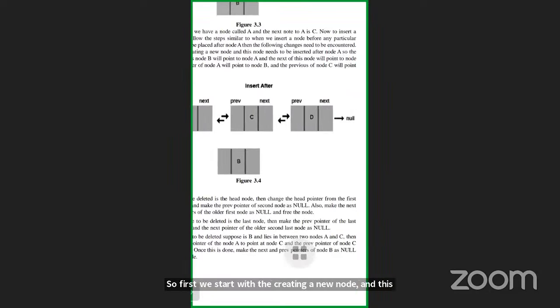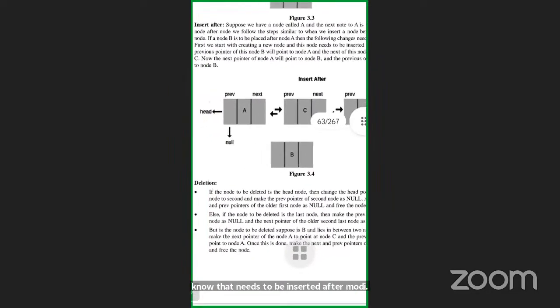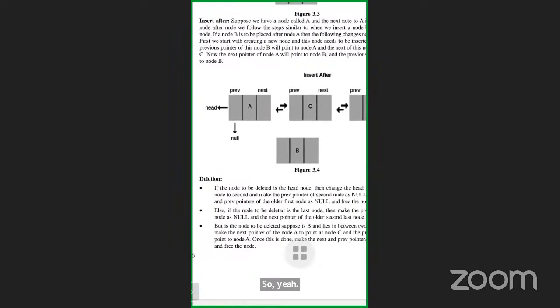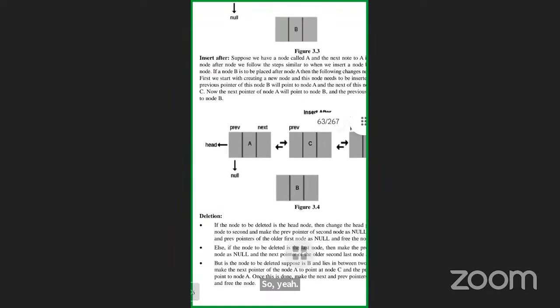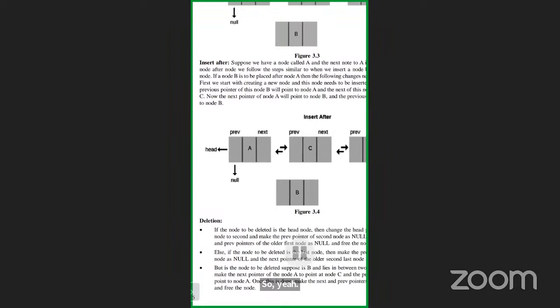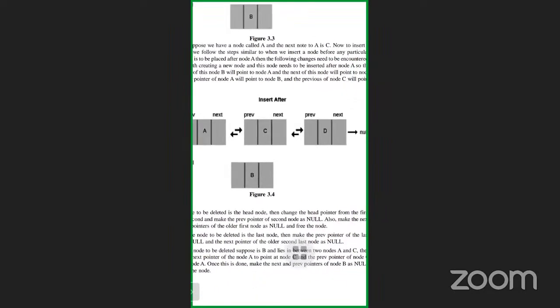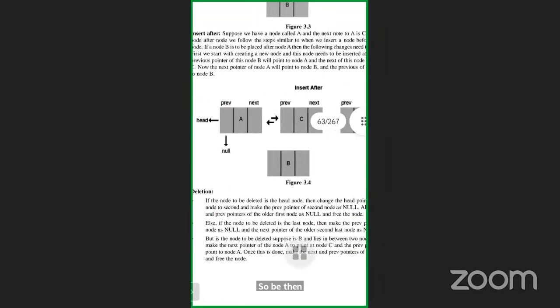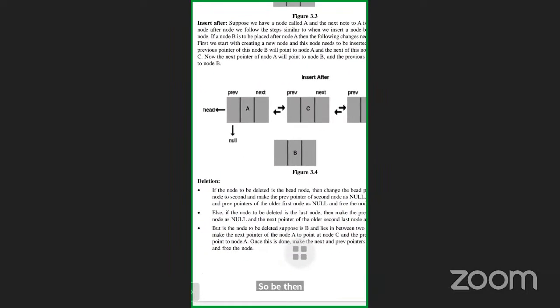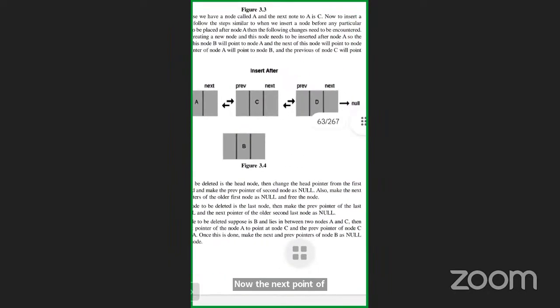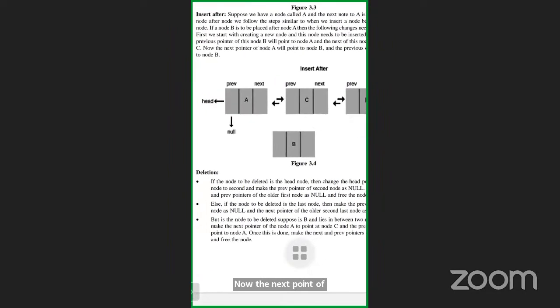So the new node, we want to add it after A. The previous pointer of this node B will point to A. So B points to A; the previous of B is A, and the next of B is C. Now the next pointer of node A will point to node B, and the previous of node C will point to node B.